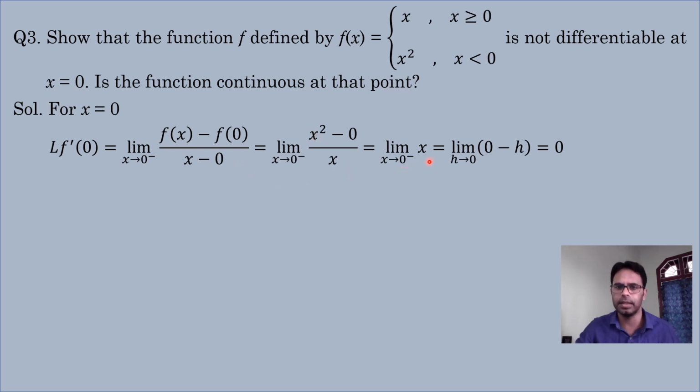So the limit as x tends to 0 minus, it is x only. As h tends to 0, x is equal to 0 minus h here, and putting h as 0 we get the value 0. This is your left hand derivative.